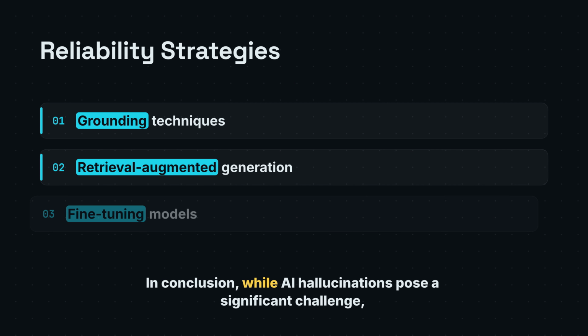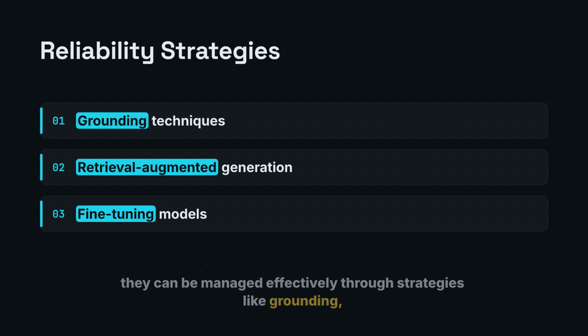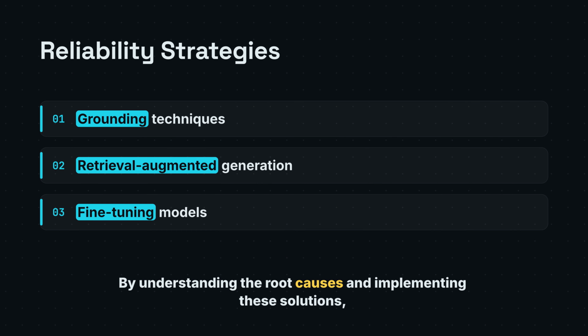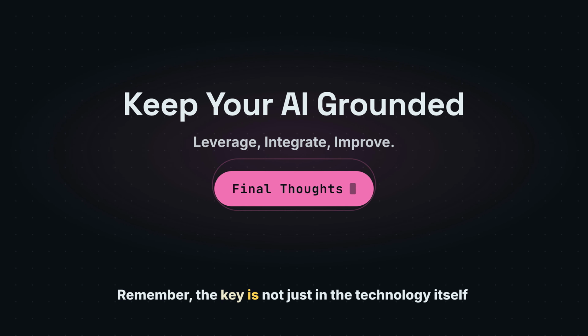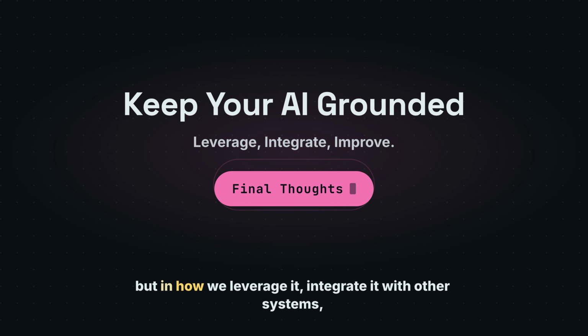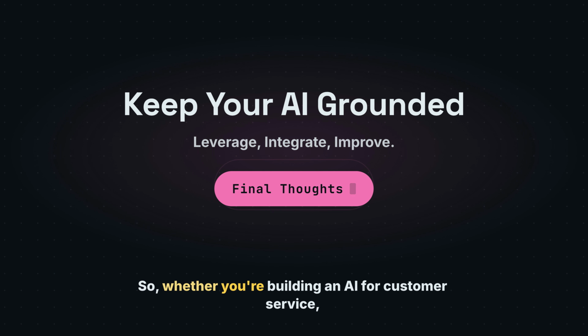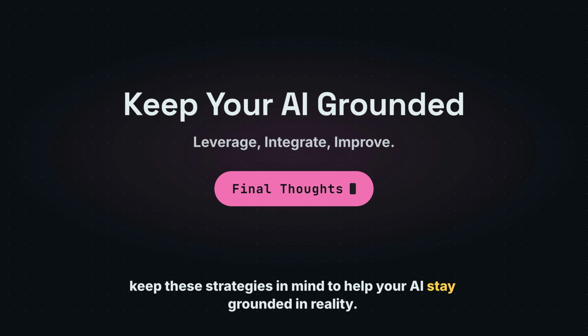In conclusion, while AI hallucinations pose a significant challenge, they can be managed effectively through strategies like grounding, retrieval augmented generation, and fine-tuning. By understanding the root causes and implementing these solutions, developers can create more reliable and trustworthy AI systems. Remember, the key is not just in the technology itself, but in how we leverage it, integrate it with other systems, and continuously improve it based on real-world use and feedback. So, whether you're building an AI for customer service, content creation, or any other application, keep these strategies in mind to help your AI stay grounded in reality.